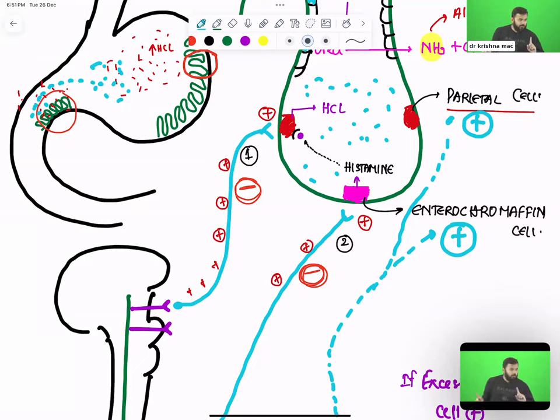All of you understood? Everyone perfectly clear? Now you understood how this patient will have peptic ulcer disease with the help of H. pylori. Yes or no? Jaldi batao. Everyone. Very good. Very good. All the 64 students are understanding.